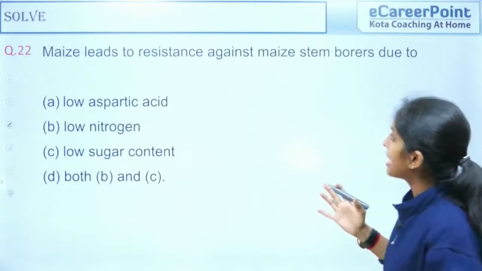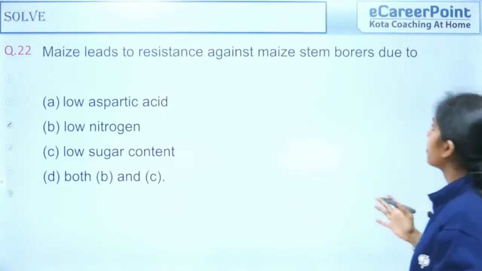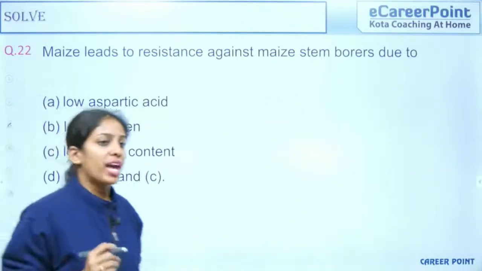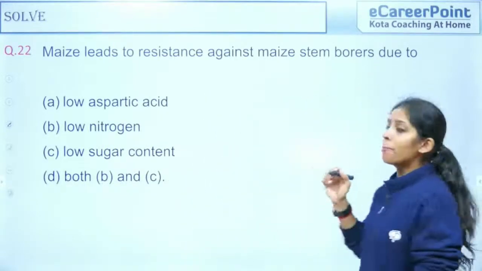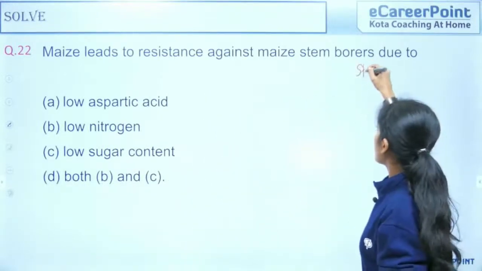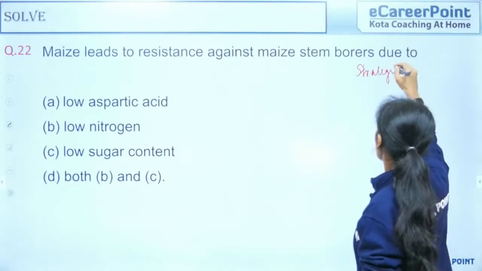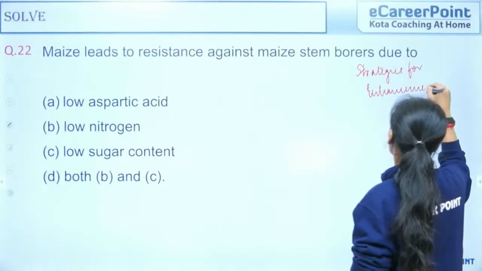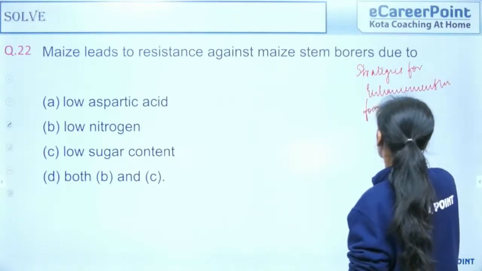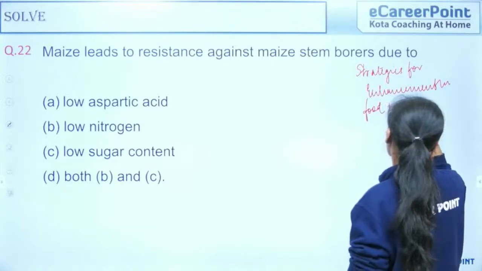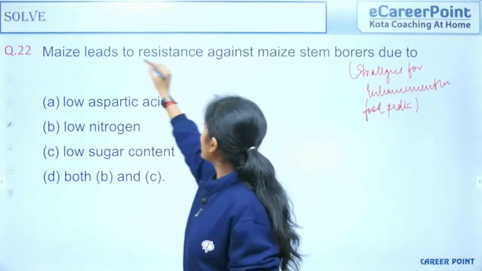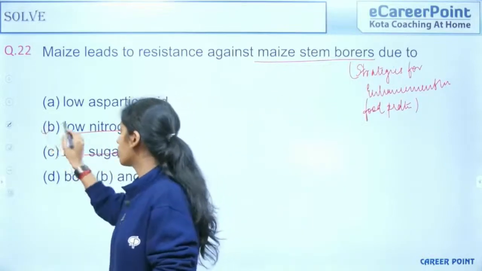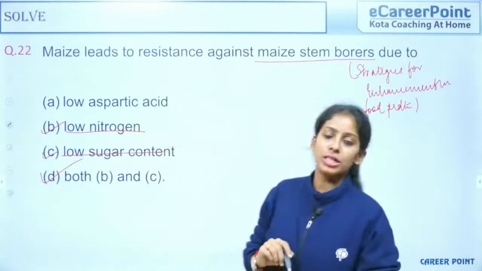So we move forward, question 22. Maize leads to resistance against maize stem borers due to which of the following? This comes in strategies for enhanced food production, when you develop pest resistant varieties. Maize leads to resistance against maize stem borers due to low nitrogen and low sugar content. So the answer is both option B and C.